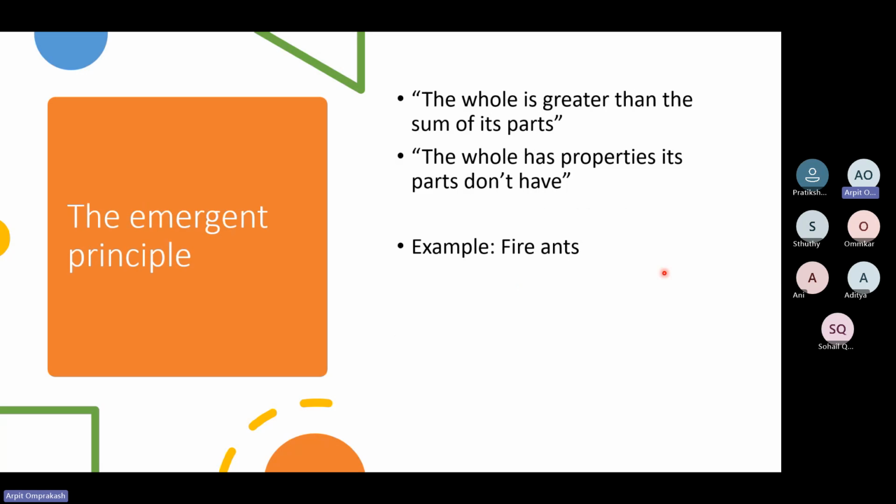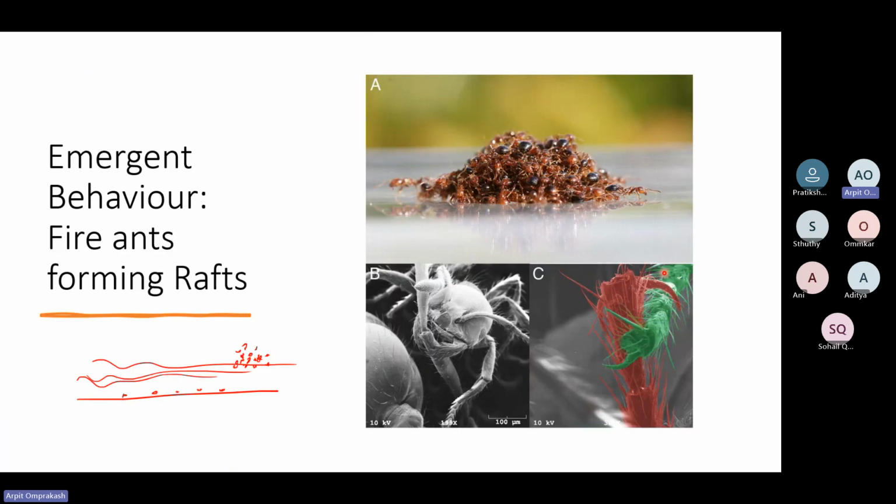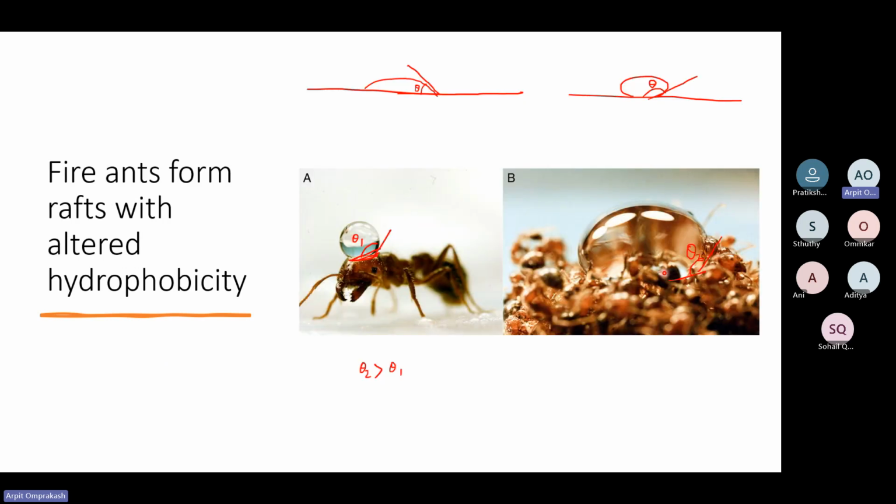Right. Then we talked about the emergent principle, which is also related to hierarchical principles. Once you have these assemblies and sub-assemblies, you have some things that are emerging which were not there before. So the whole is greater than the sum of the parts, and the whole has properties that the parts don't have. For example, five ants can float even when one ant will drown in water. If they form a raft, by biting the legs of each other, they can float and survive.